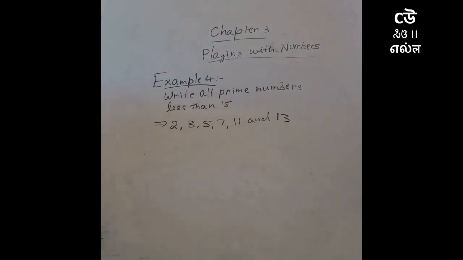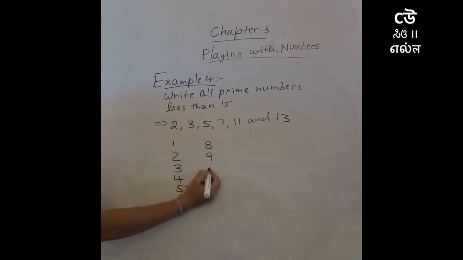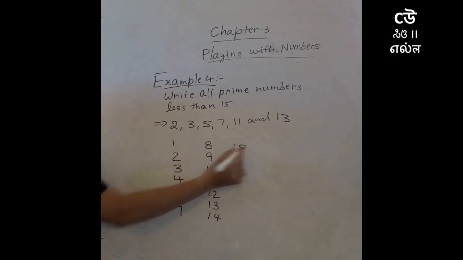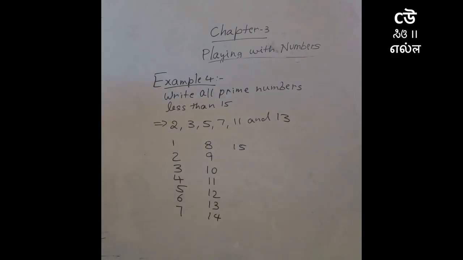So if they ask any questions based on the prime numbers or composite numbers, you can use that sieve method and find the prime numbers. Okay, so how did I find these prime numbers, children? You can write these numbers from 1 to 15 because till 15 they have asked. So 1, 2, 3, 4, 5, 6, 7, 8, 9, 10, 11, 12, 13, 14, 15. So this is the method I am teaching, sieve method. You can use this method if you find difficulty in finding the prime numbers.